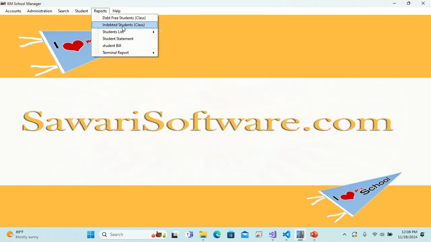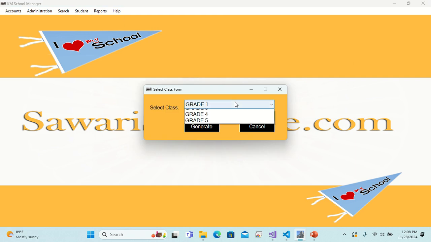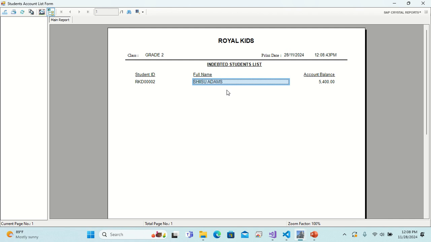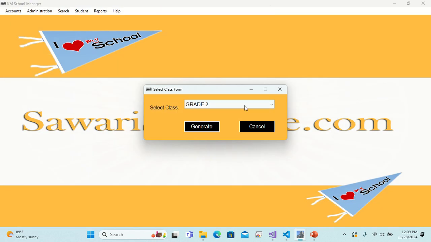Then now go to our reports again. Let's pick grade two. Okay, so this person's fees. This is the only boarding student at grade two. So what happened is their fee went up by 37. I don't remember the previous one. Okay, so that's grade two.